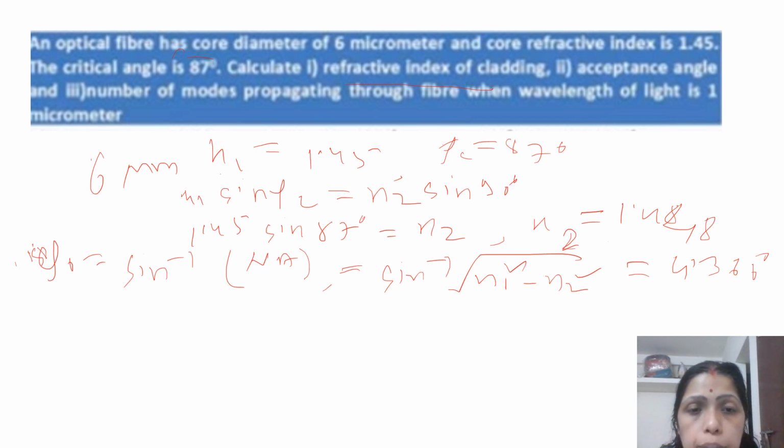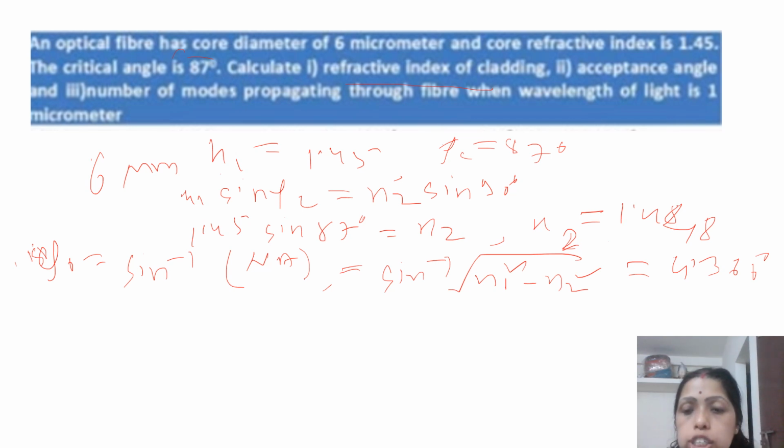The last one is the number of fiber modes propagating through the fiber, where the wavelength of the light is 1 micrometer. Various wavelengths of light can propagate through the fiber, but the optical fiber is designed in such a way that it has one frequency, and that frequency should be greater than the frequency of the light propagating through the fiber.